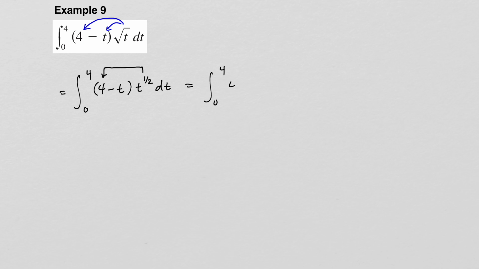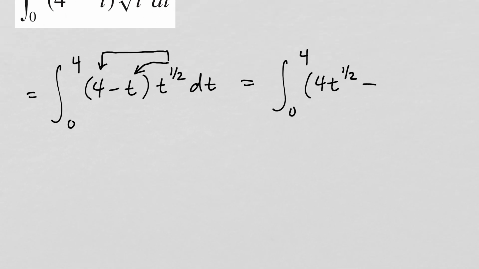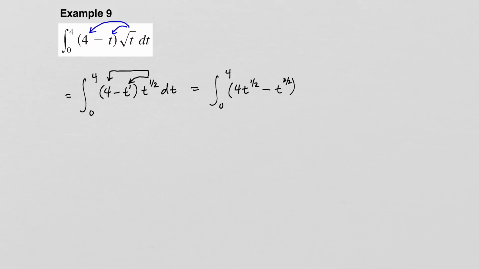So 4 times t to the 1/2 is 4t to the 1/2, minus, and then we're going to multiply here. And let's keep in mind that this is t to the 1. So when I multiply t to the 1 times t to the 1/2, we know we're supposed to add those exponents, and that gives us t to the 3/2.